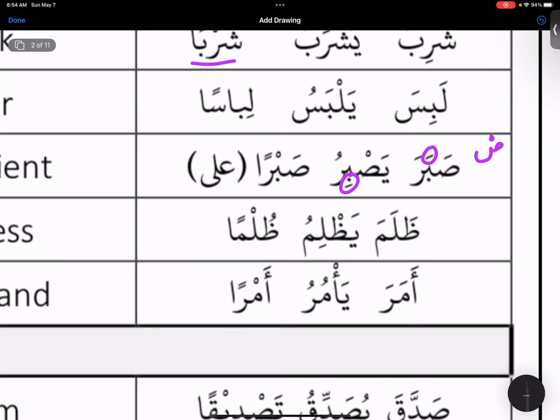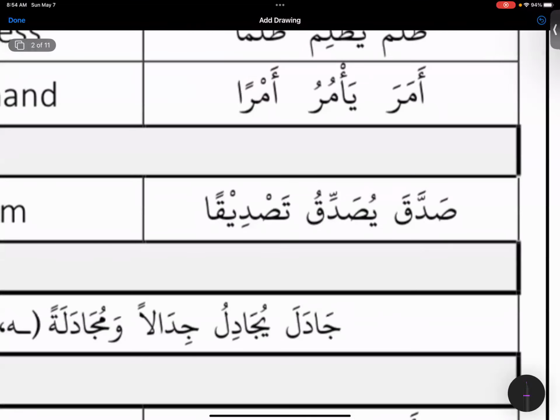Then, Zalama Yazlimu. What bab? Daraba Yadribu. Very good. Amara Yaksifu. Nasara. Very good. Nasara. Then Saddaka Yusaddiku. This is the big family. Kazaba, big family, same like Kazaba Yukadzibu. Right? Allama Yuallimu. So for family two, we are going to remember the word Allama Yuallimu.